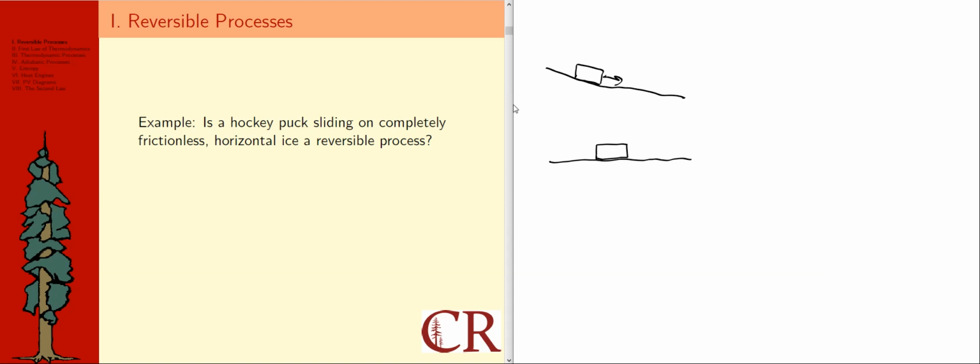And I think it's fair, given the way that's described, that we can assume that any other drag forces, say from air drag, are not going to be there. Maybe I should have said a hockey puck in a vacuum sliding on completely frictionless horizontal ice. With that added assumption, I think it would be clearer why it's a reversible process. If we looked at the video in one direction, maybe it's sliding to the right, but when I hit the button to show it in reverse, instead of sliding to the right, it would be sliding to the left.